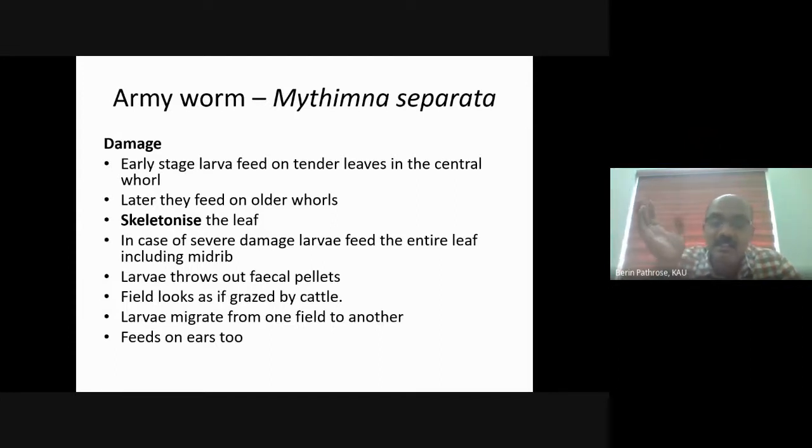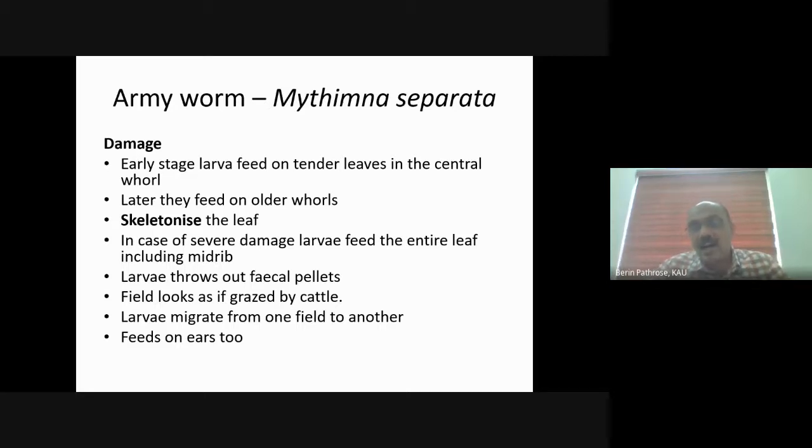Early stage larvae feed only on the green matter and skeletonize the leaf. The veins will remain. But once the larvae grow, they completely feed on the leaf, even the midrib. Because of this complete defoliation, the plant looks as if grazed by cattle. It will look like something eaten by cattle, a term we have studied in the case of rice. These are bigger larvae. They throw off large fecal pellets. That is also another typical symptom of armyworms.